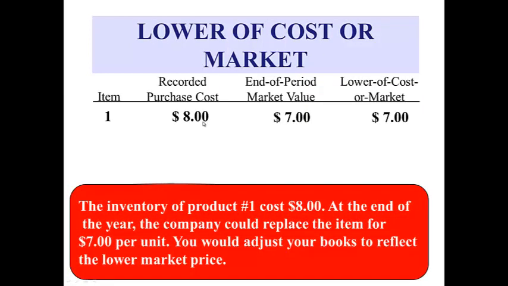Okay, you purchased inventory at $8 per unit, and at the end of the year you look to see what it costs to replace that same item of inventory. So the market value, or the cost to replace, was $7. So while you were holding this inventory, it actually declined in value. So you are going to write down or value your inventory at the lower of the two prices. So you will value each item at $7 instead of $8. So all we're doing is choosing the lower of the cost or the market.